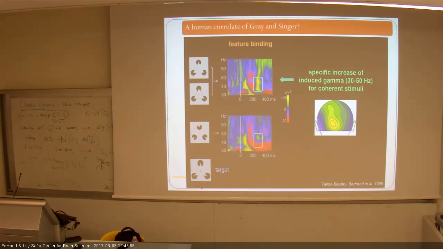But if you rotate the Pac-Man, this activity is much, much smaller. So this is a type of response that you might connect to things like binding. Whenever you have a binding or you create a coherent object, you get an increase in the power of gamma around 300 milliseconds after the time of occurrence of the object, and then you can plot where exactly on the scalp you see this effect, and you see that it's over here over occipital parietal scalp.